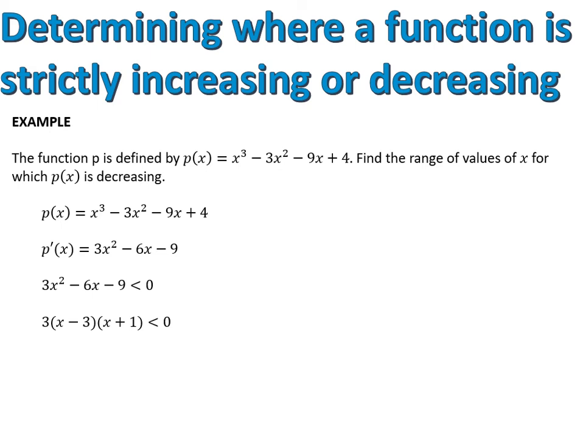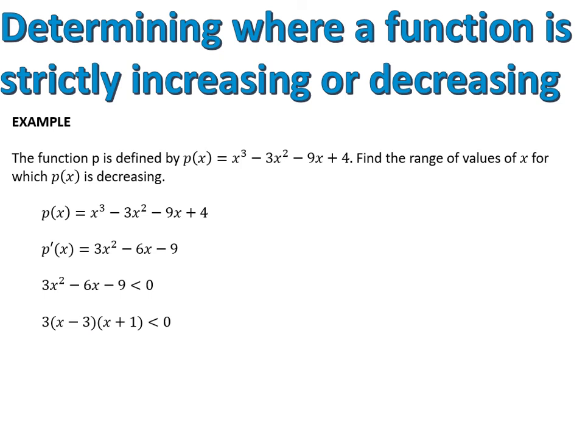But the temptation at this stage is, obviously, if it was equal to 0, if you had 3 bracket x minus 3, x plus 1 equal to 0, what you'd then do is write x minus 3 equals 0, x plus 1 equals 0, and solve it. So the temptation here is to do x minus 3 is less than 0, x plus 1 is less than 0. But it doesn't work the same. You can't do that for an inequality.